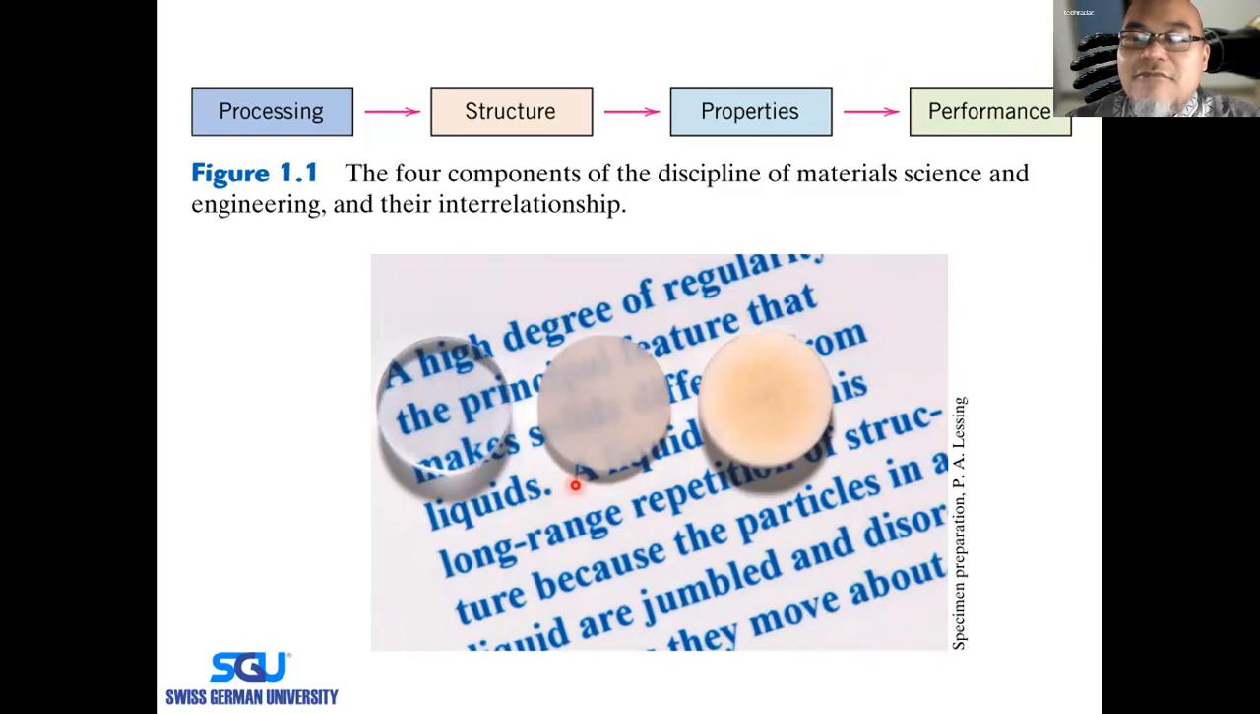But because they are processed differently, they have three different properties. This one is very optically transparent, right? It can transmit any light through it, so that we can read the letter behind it. The second one is what we call diffuse optical property. Diffuse optical property means that it can transmit light, but it will diffuse the light everywhere, so that we can still see that something is there behind it, but we cannot clearly read the letter behind.